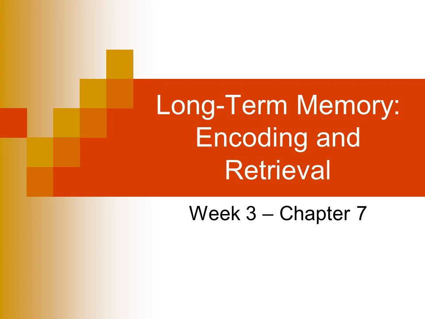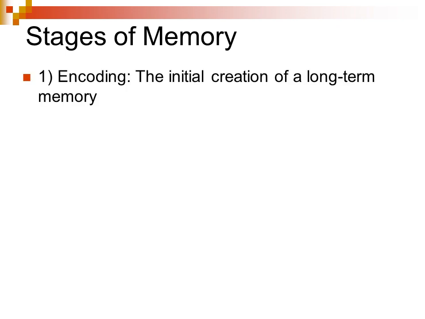Today I'll be covering Chapter 7 from the textbook on the stages of long-term memory, specifically on encoding information into long-term memory and then retrieving information from it. First, let's begin by formally defining the different stages in long-term memory. The first stage is encoding, which refers to the initial creation of a long-term memory. Encoding is about successfully transferring the information from short-term memory to long-term memory so that it can be remembered later.